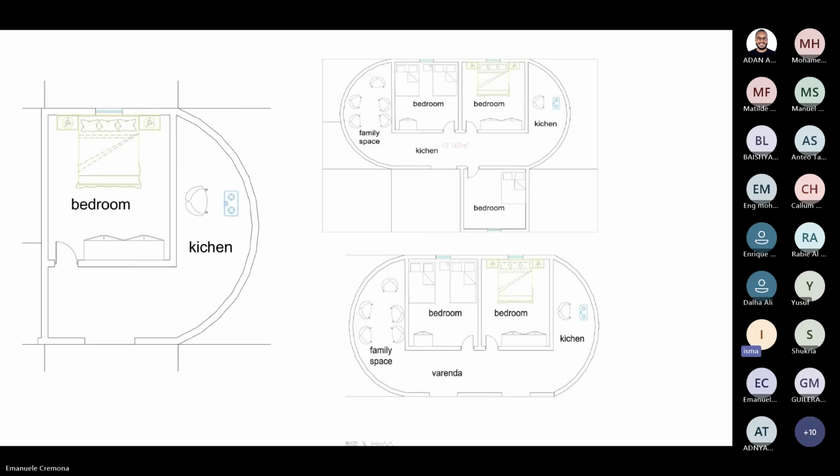We make these three designs. The mini is only a bedroom and kitchen. This other one has a bedroom, kitchen, family space, and also an extra bedroom. Also the medium has bedroom and bedroom, kitchen, veranda and family space. That's the three designs.